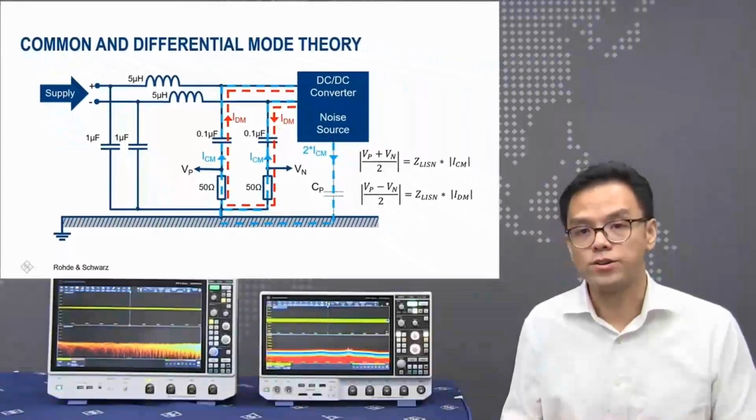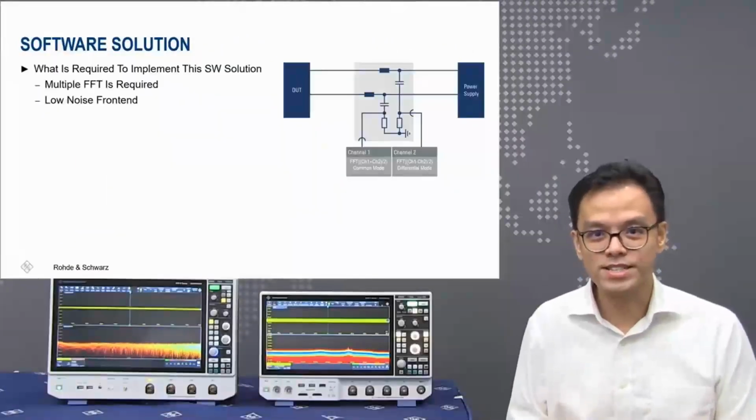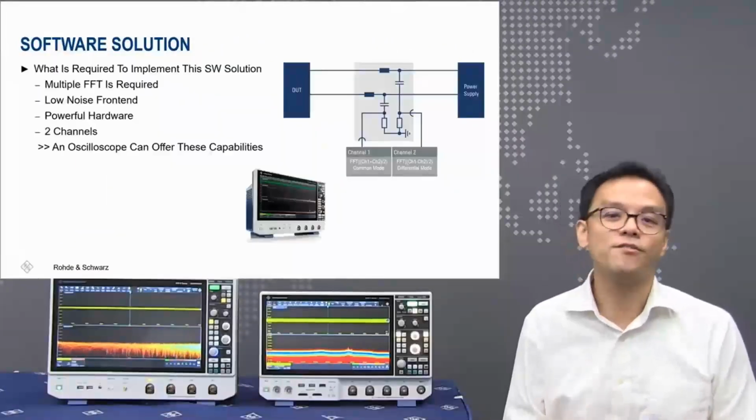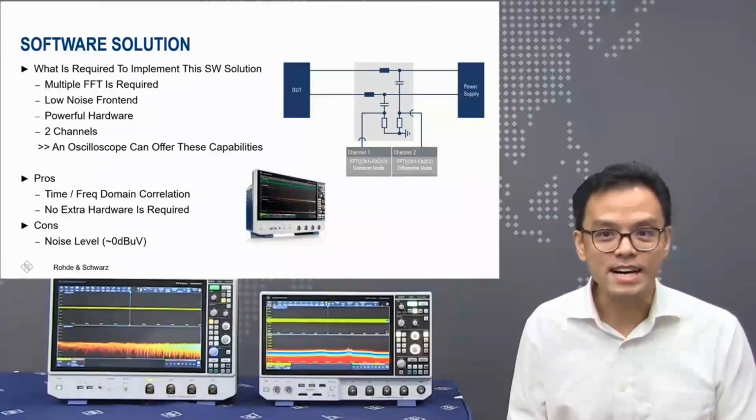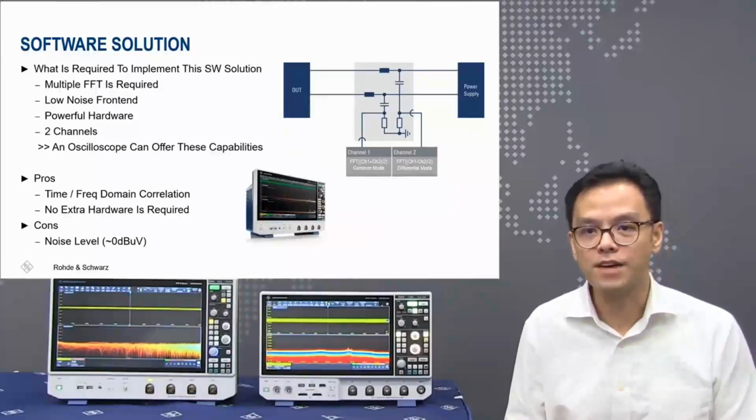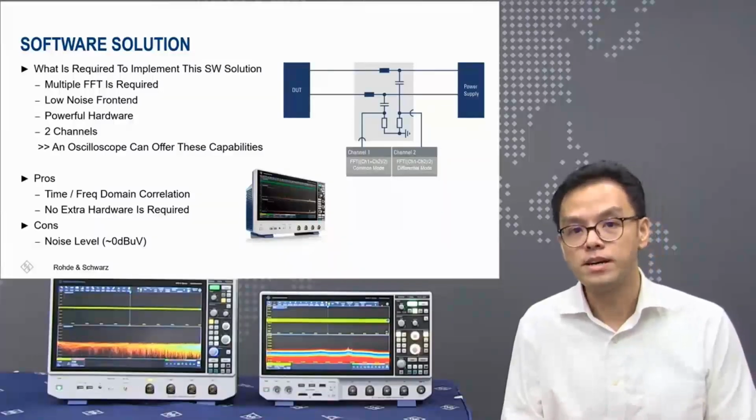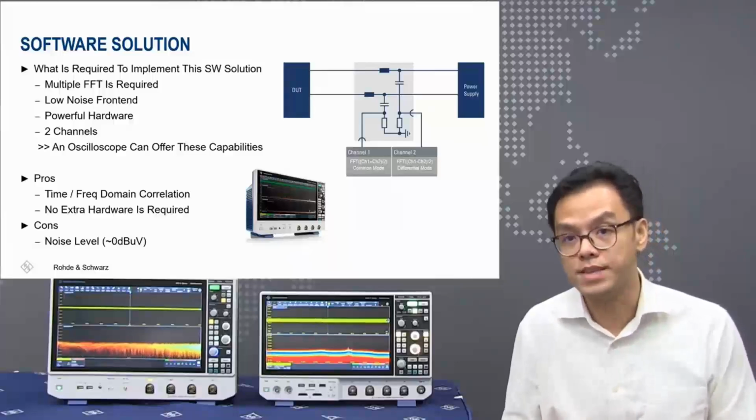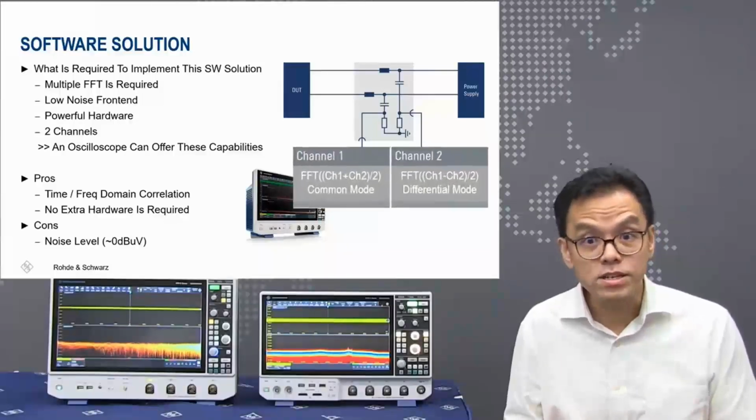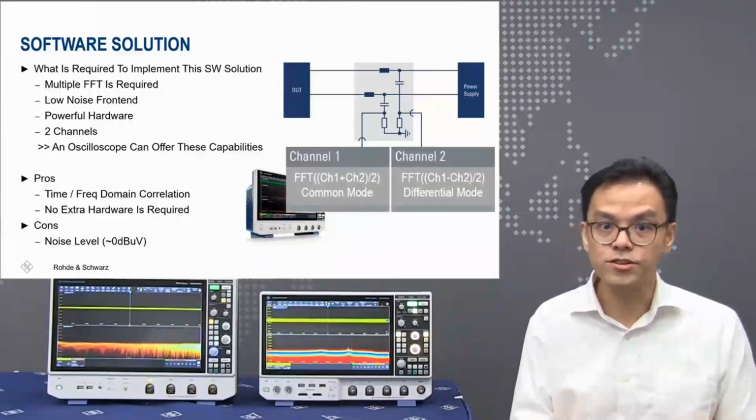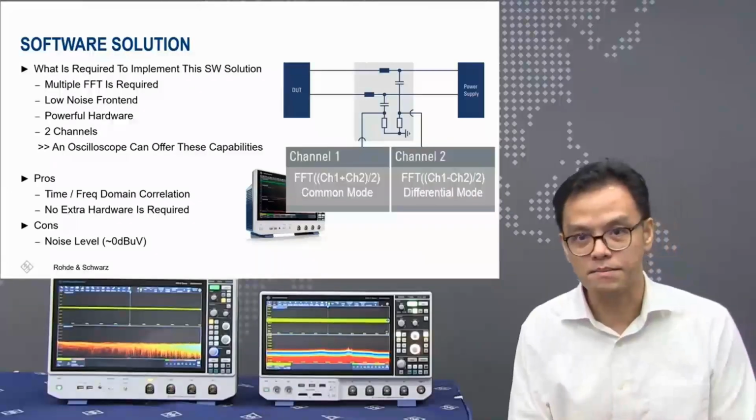So, with an oscilloscope, the key advantage lies in its multi-channel configuration. This allows us to utilize powerful enough hardware to implement the necessary formula by measuring just Vp and Vn, and it enables us to reduce both common and differential mode noise at the same time.